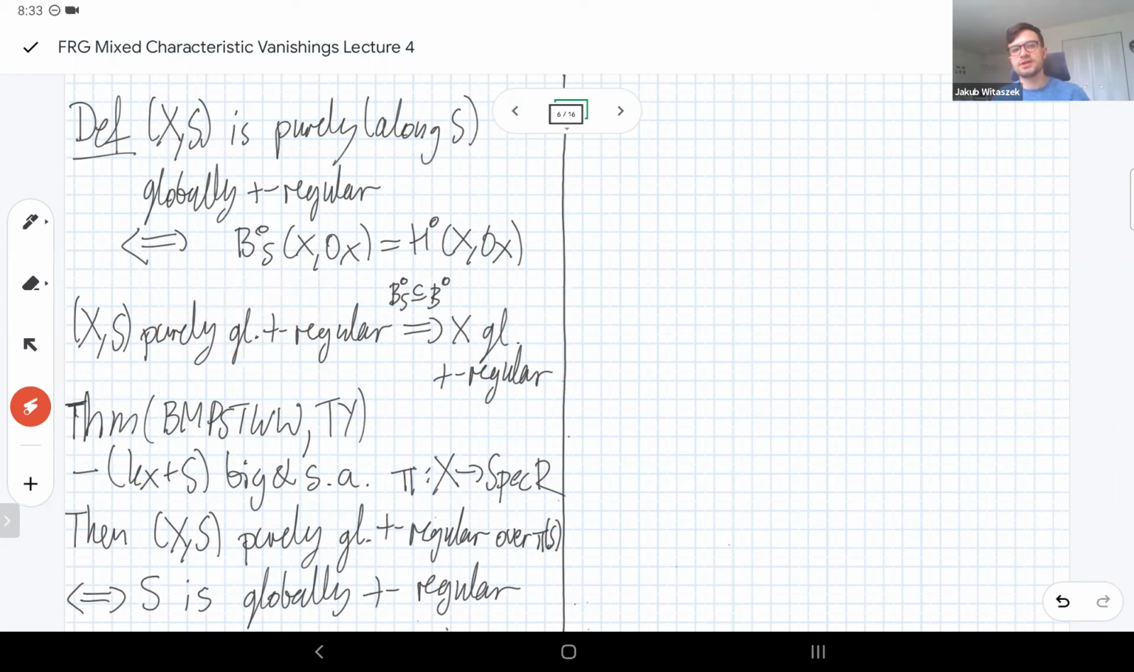So that's one of the key tools for showing plus regularity, because we can decrease the dimension by showing that something is plus regular. And this notion of pure plus regularity makes this statement an if and only if.